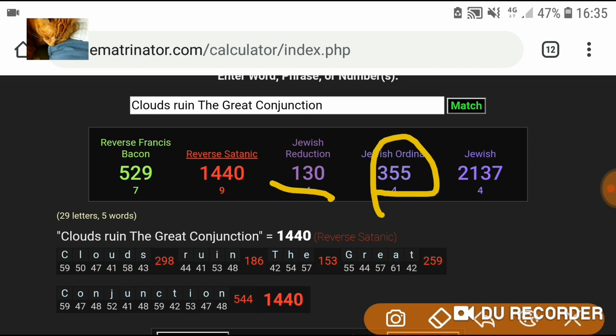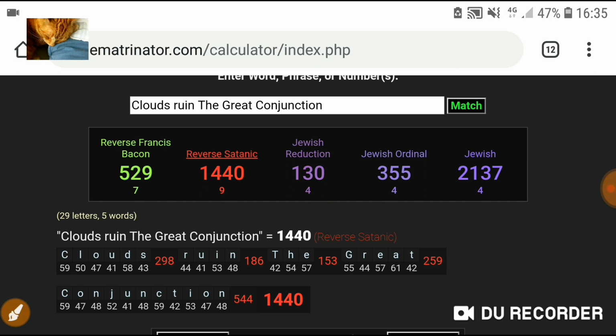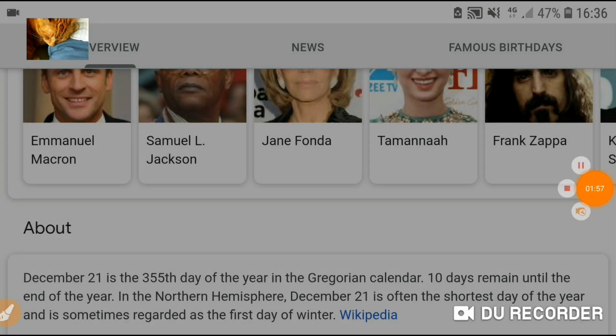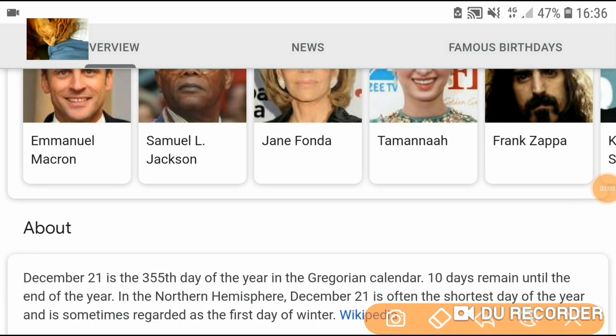355, then you'll notice that that's significant for the day of the year number. And there you have it, 355. This year, admittedly, it's a leap year, so it's actually the 356th day today. In normal circumstances, 355. Got Macron up there, look. Big in the news at the minute. His birthday today.